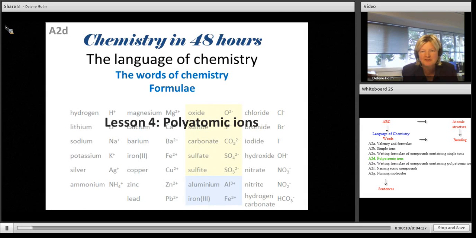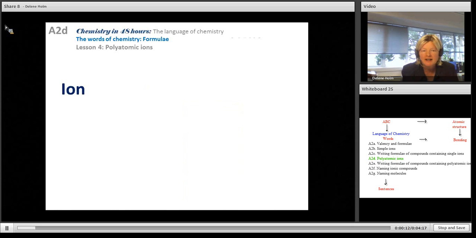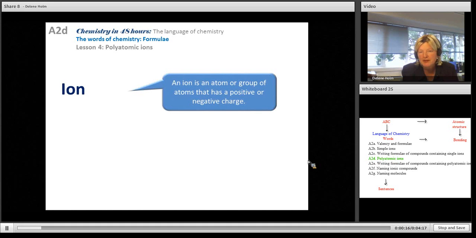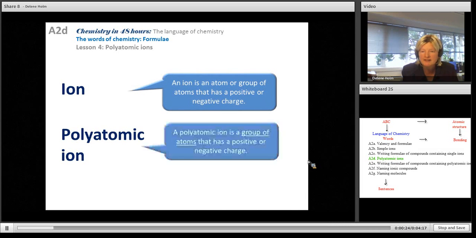So if we're looking at ions, we need to revise the term. An ion is an atom or group of atoms that has a positive or negative charge. You've looked at simple ions, and now we're looking at polyatomic ions where we have a group of atoms.